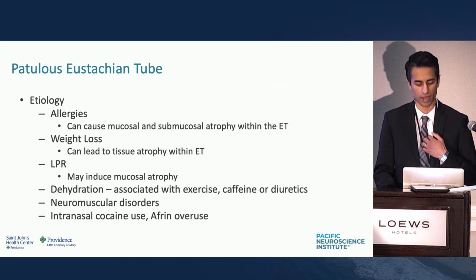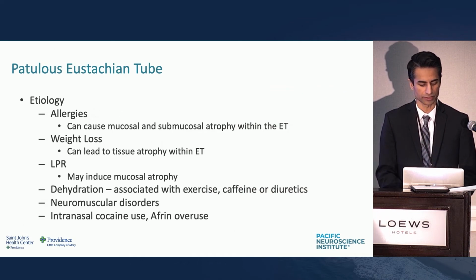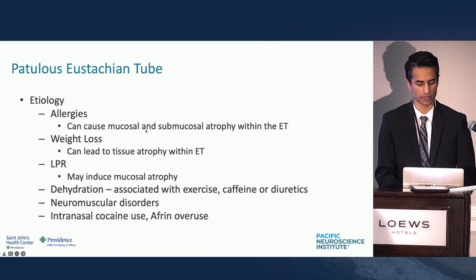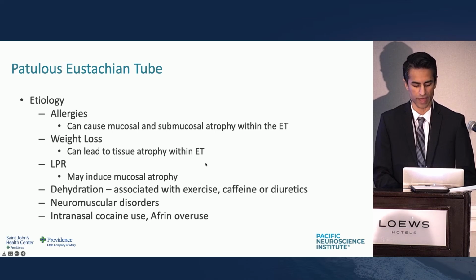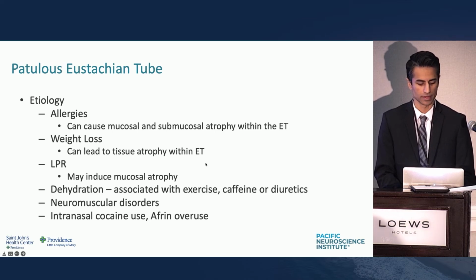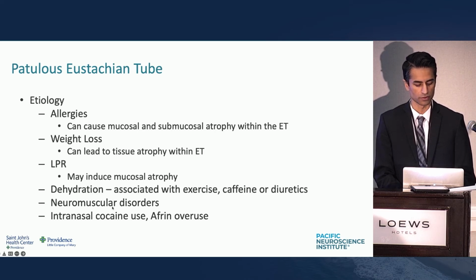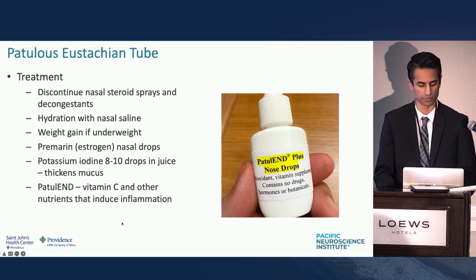Similar things can cause patulous Eustachian tube. Allergies, especially chronic allergies, can cause mucosal and submucosal atrophy within the Eustachian tube. Very quick weight loss can lead to tissue atrophy within the Eustachian tube. Reflux can also similarly cause some mucosal atrophy, like I mentioned. Dehydration, neuromuscular disorders, any decongestant use, intranasal cocaine use, Afrin overuse can cause that Eustachian tube to become too open.